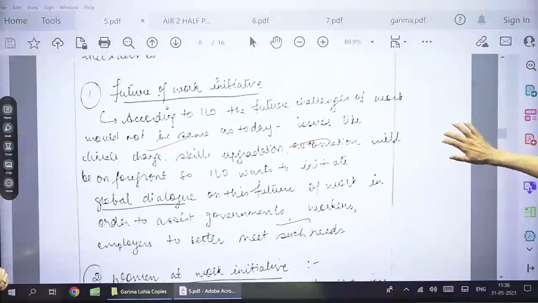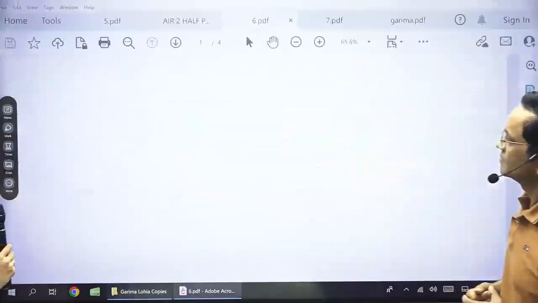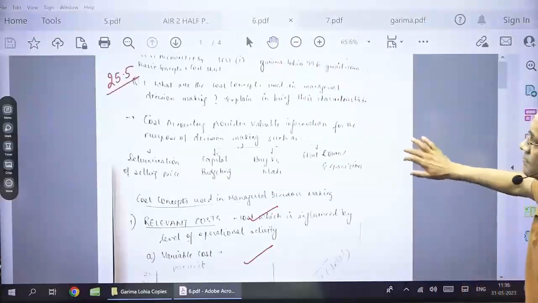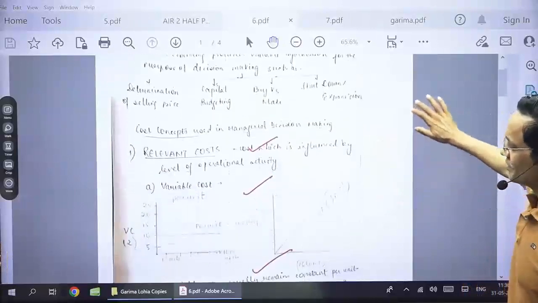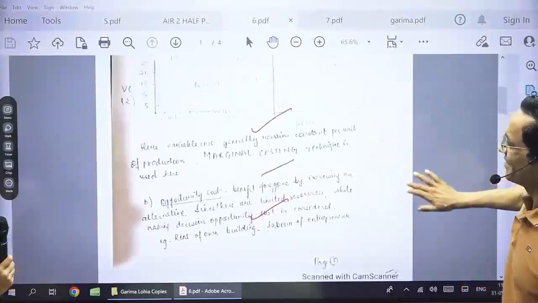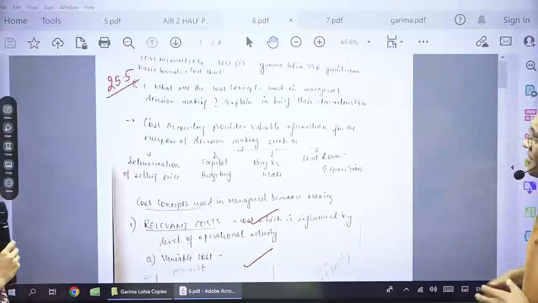Right. We can see more copies. Yes. This is paper 1. Yes, I evaluated it. 25.25. It might be out of 30 or 50.